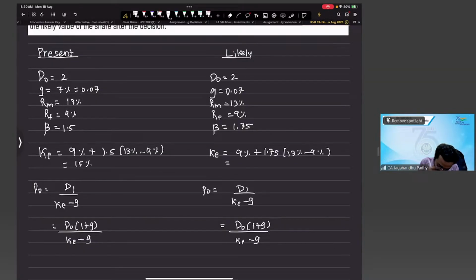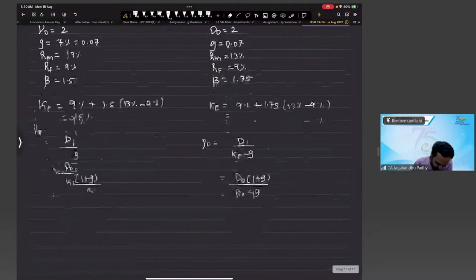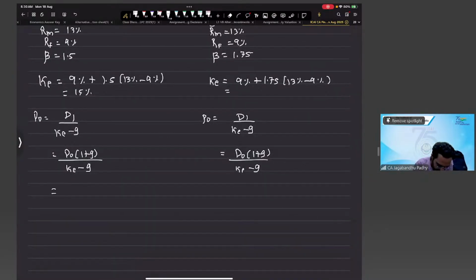So 9% plus 1.75 into 4%. So how much is this? 26.75. Second case, 26.75. First case is 26.75. No, you're talking of price. I'm talking about price, sir.